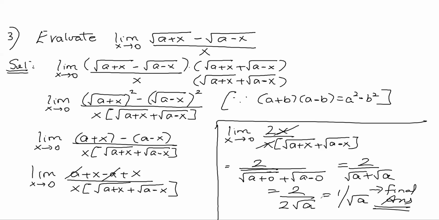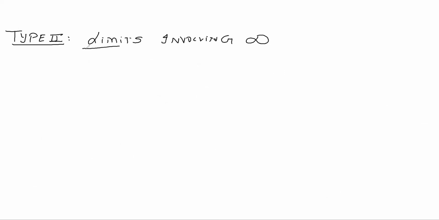So all students will write the heading type 2. So guys, type 1, if you remember, was finding out limits by expanding, by rationalizing, by factorizing. Type 2 are limits involving infinity. Now, how do we solve limits which involve infinity?